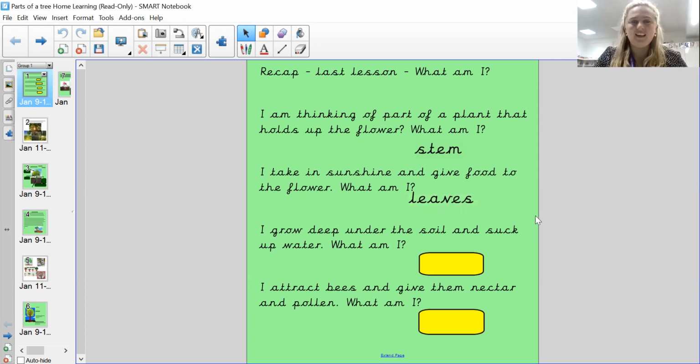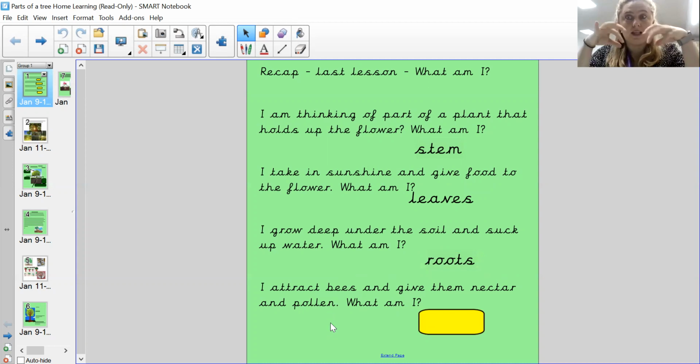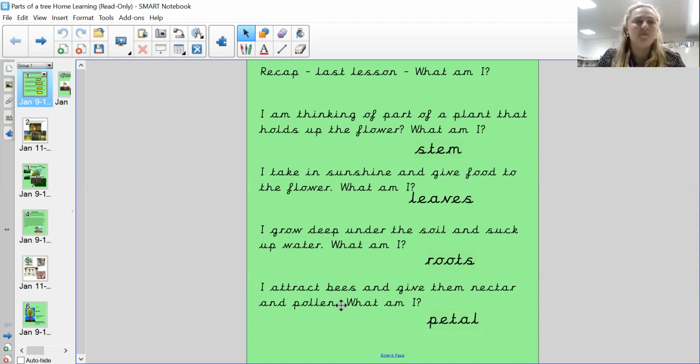Leaves. Okay, I grow deep under the soil and suck up the water. What am I? Roots. Well done. Now I attract bees and give them nectar and pollen. What am I? Well done. It was petal.